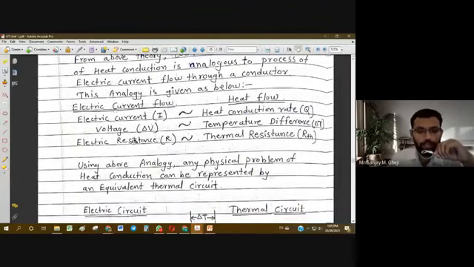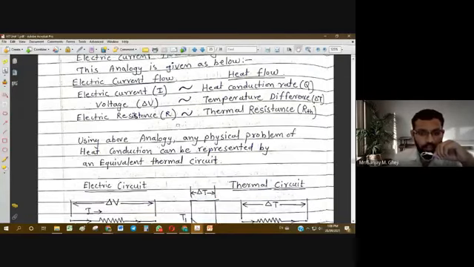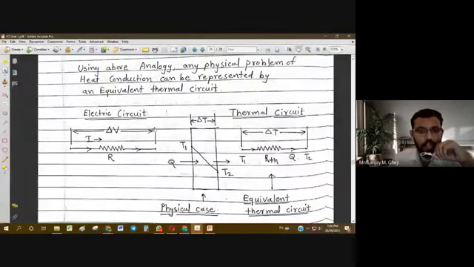So from this, we can represent this in a tabular manner. Electrical current I is analogous to heat conduction rate Q, potential difference or voltage difference delta V is analogous to temperature difference delta T, and electrical resistance R is analogous to thermal resistance RTH. So from this, in a diagrammatic way, we can represent these cases.